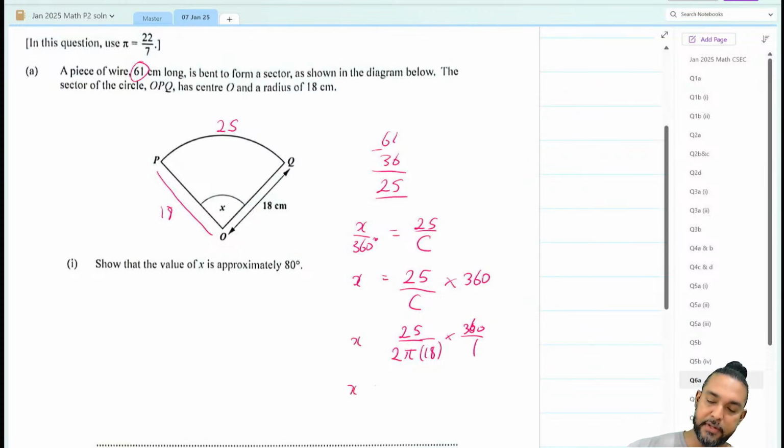So x is equal to, oh sorry, no, and they said 22/7. So sorry, I had to do that. So that's equal to 25 divided by 22/7.